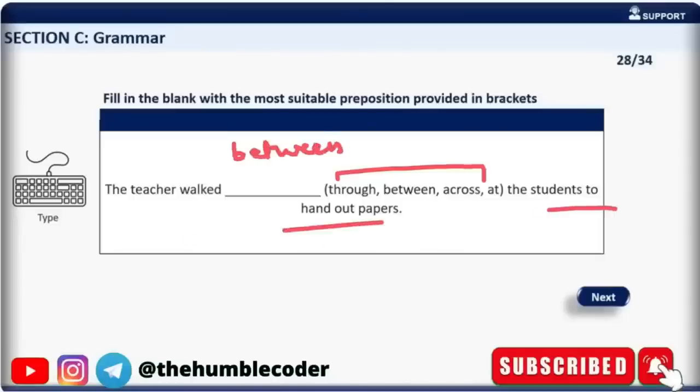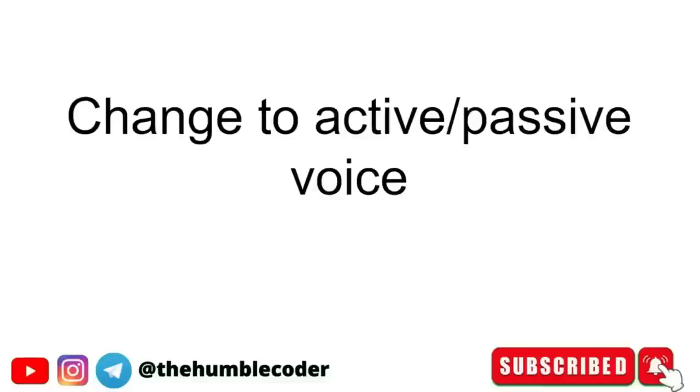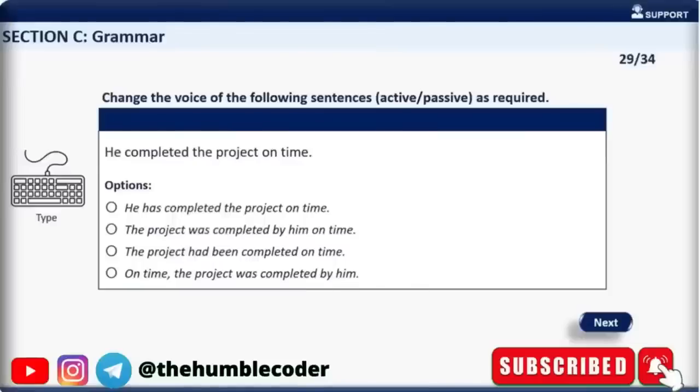Okay. Let's now move on to the next set of questions. In these types of questions, what we need to do is change the voice of the sentences. The question will either be given to us in active voice and we need to convert it to passive voice, or vice versa, where the question will be given to us in passive voice and we need to convert it to active voice. Let's start looking at the first question.